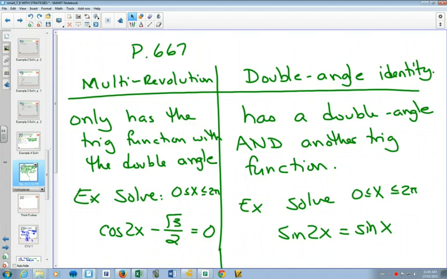So I've got an example here. Cos 2x minus root 3 over 2 equals 0. The only trig function I have is cos 2x. So then I can isolate that and solve it as a multi-revolution question. I'll use my double angle identities if I have that double angle and another trig function. So the example there, I have a sine 2x and I have a sine x. So I'm not only having one trig function.